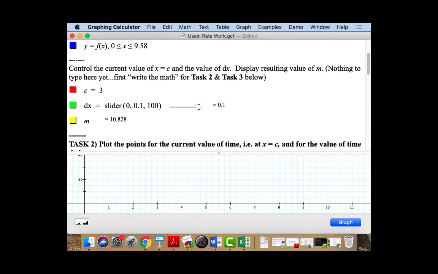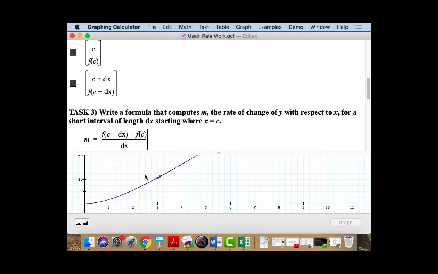Now, I want to take a look at this graph, and I'm going to zoom in a little bit around this area so we can see what's going on.